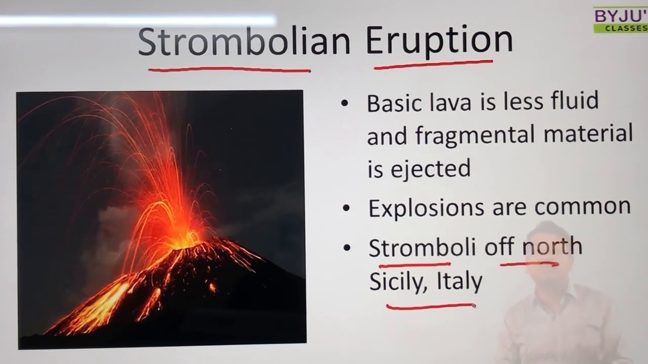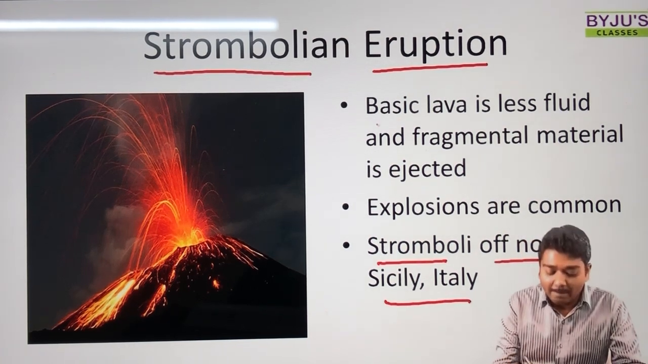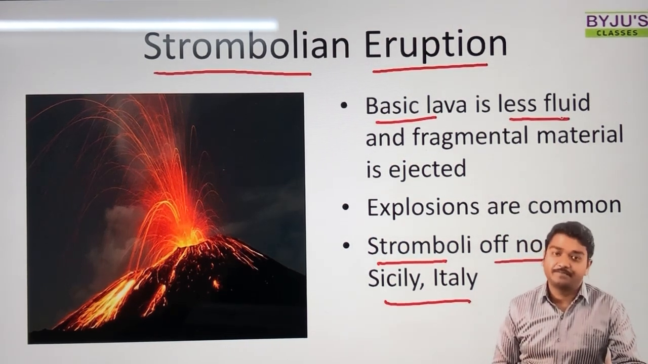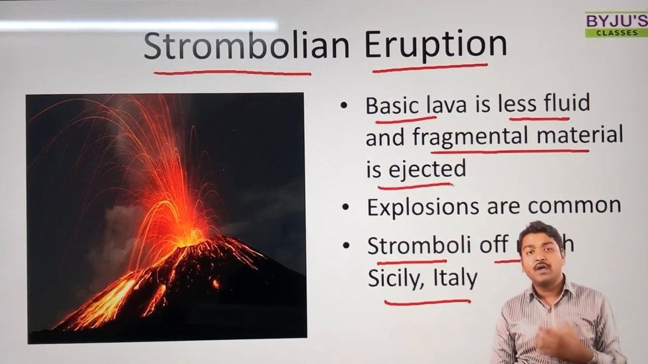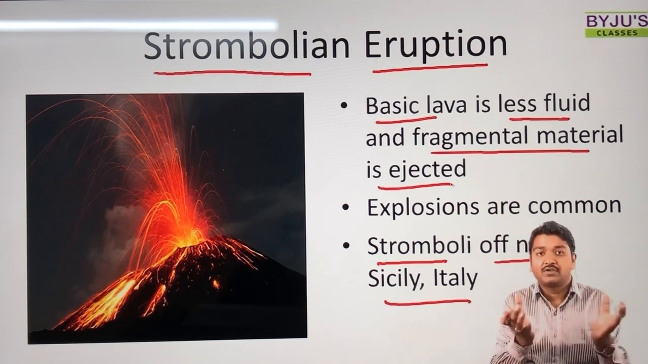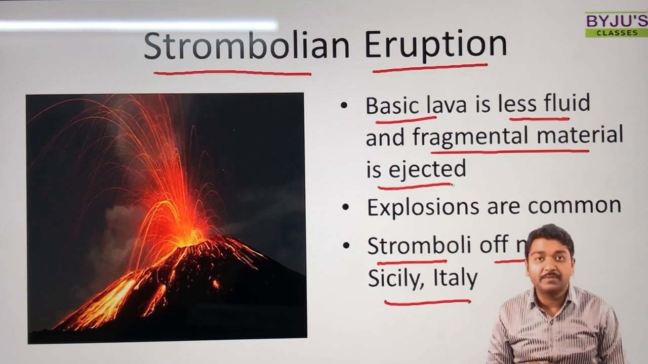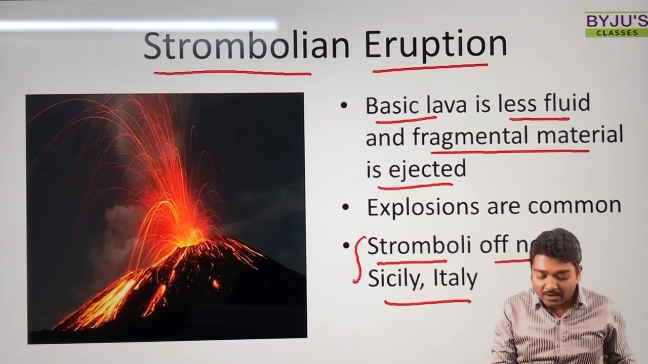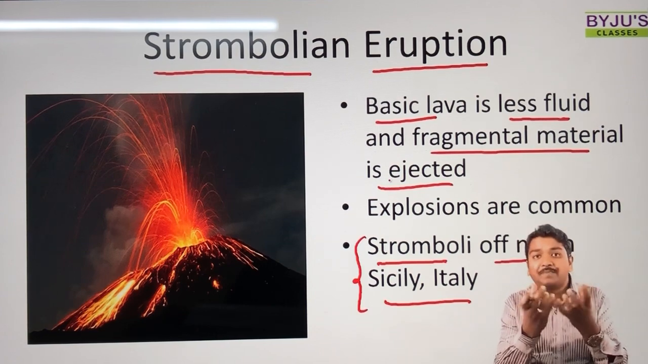Based on the different mountains, we actually name the eruptions. So here, basic lava is less fluid and fragmental material is ejected. In the first one, we saw the fluid one, so it is not explosive. But if you take Strombolian eruption, here you actually see fragmental material. That means rock pieces and all.